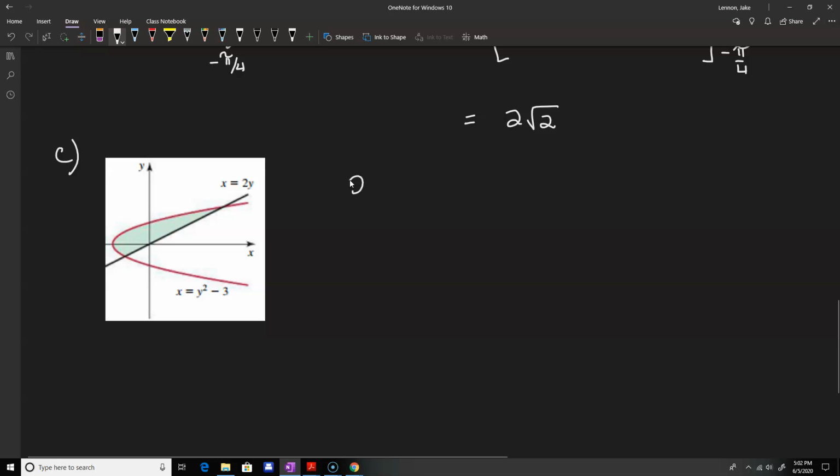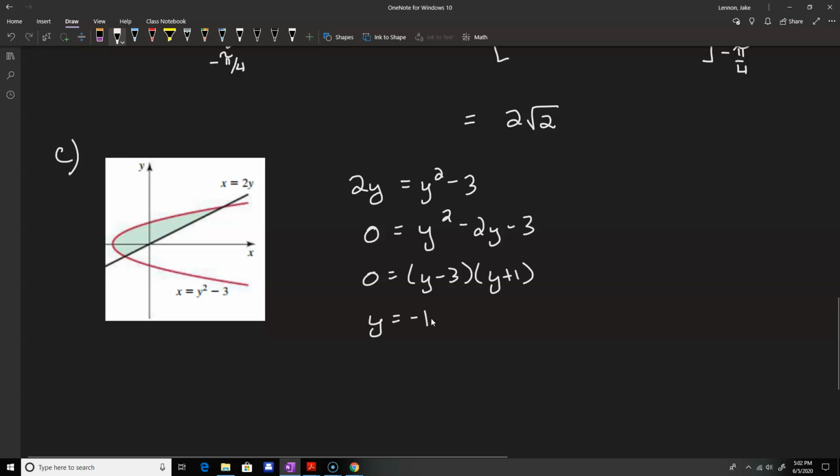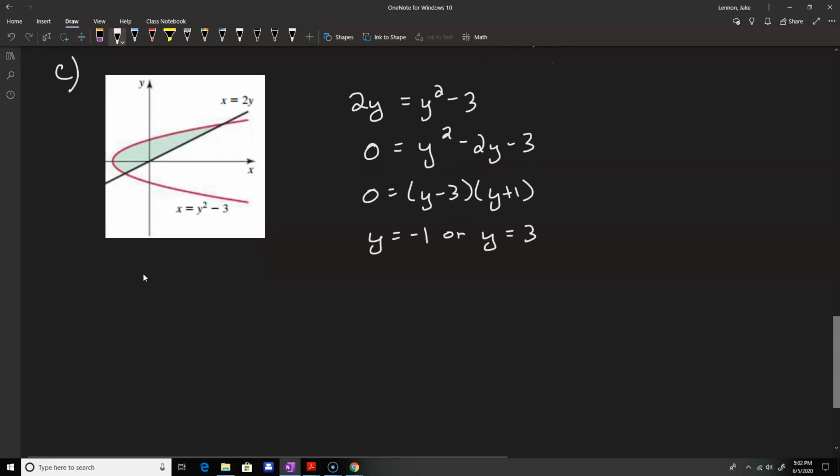So let's go ahead and solve for our values, which will now be y values. So we have 2y equals y squared minus 3. Again, this can be solved just by factoring, I think. So we get y squared minus 2y minus 3. So this factors into y minus 3 times y plus 1. So here y is equal to -1 or y is equal to 3. So let's set up our integral. So our integral, we're integrating from y equals -1 all the way up to 3.